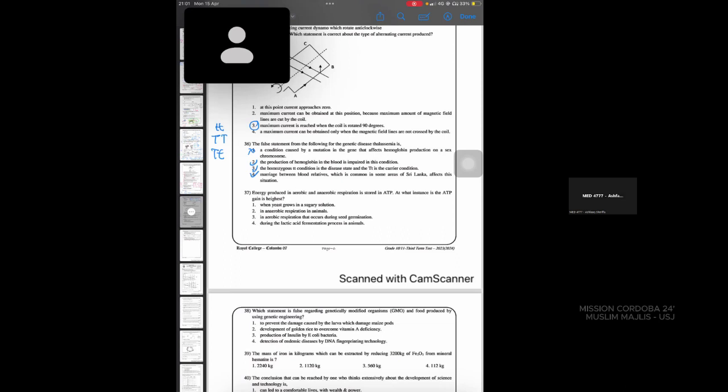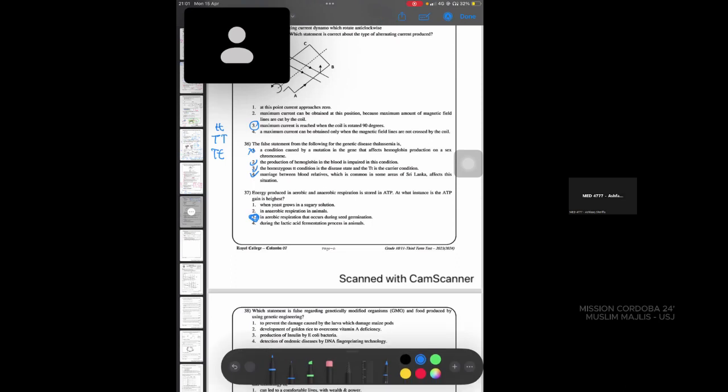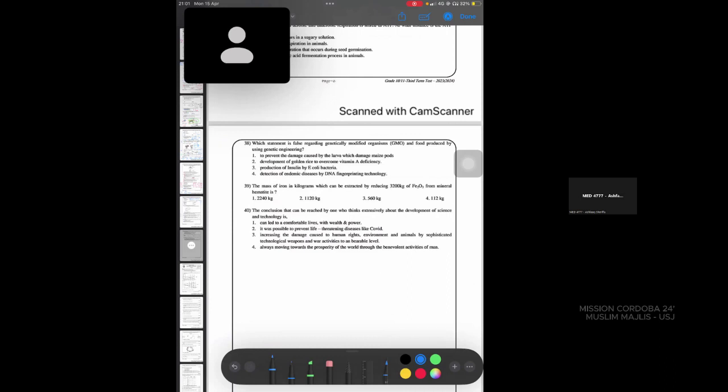38. False regarding genetically modified organisms on food. To prevent the damage caused by larvae, you are going to use some genetically modified organisms to overcome the problem. Production of insulin by cholesterol.